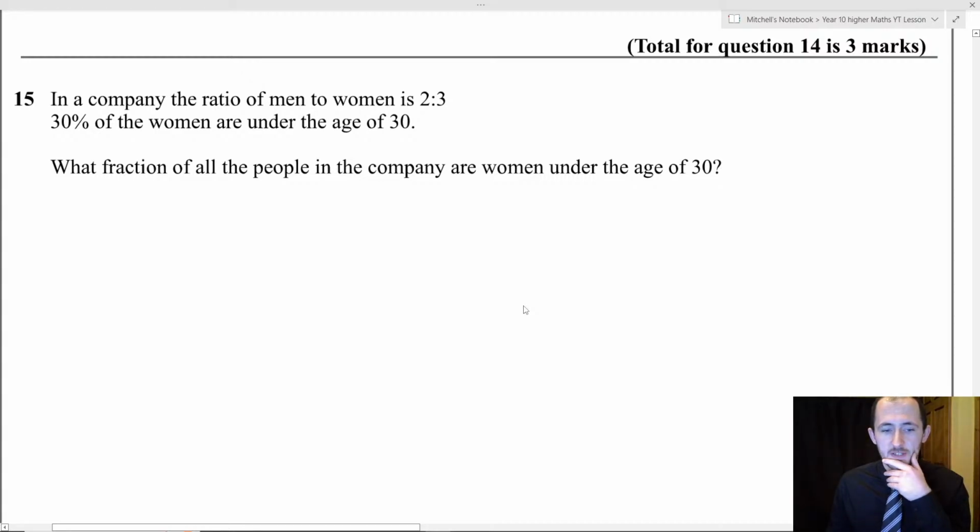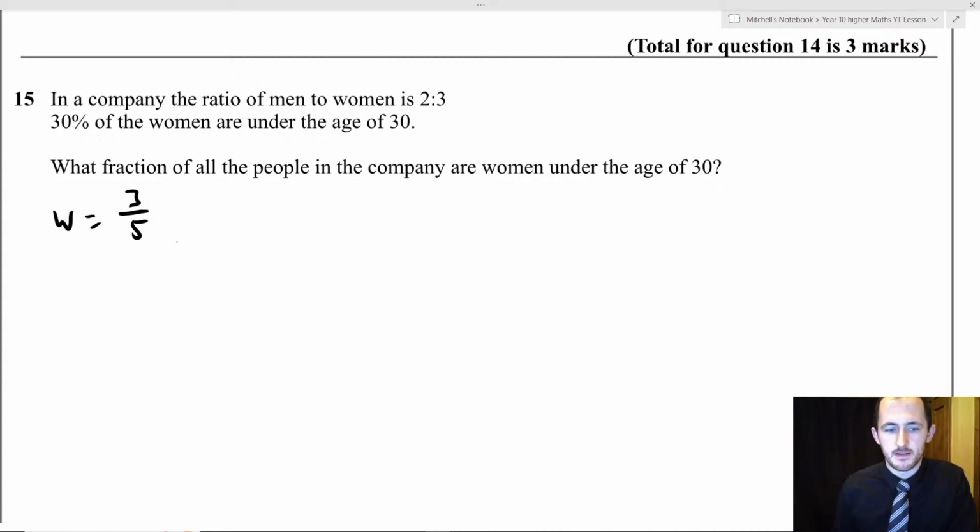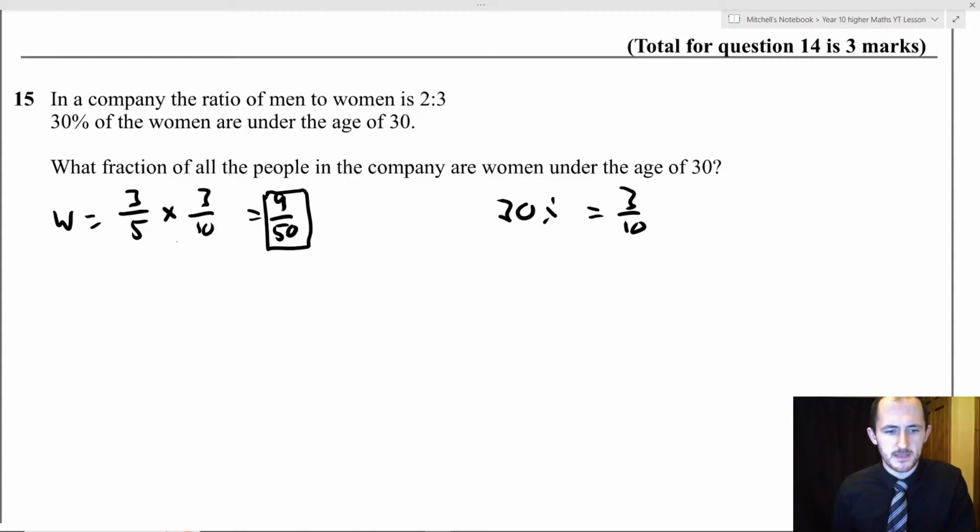Honestly, this is a very similar question to what we just did. Instead, we're leaving it as a fraction, though. But let's go through it, because it wasn't too bad. Men to women is 2 to 3, and 30% of the women are under the age of 30. So women make up 3/5 of the company, and 30% is just equal to 3/10. So all you're doing is doing 3/5 times 3/10, which is 9/50. And that'll be our answer. Does that all make sense, is what I was trying to say?